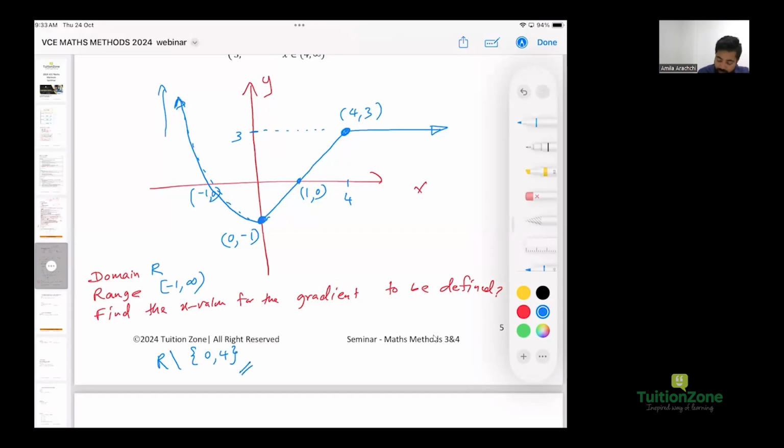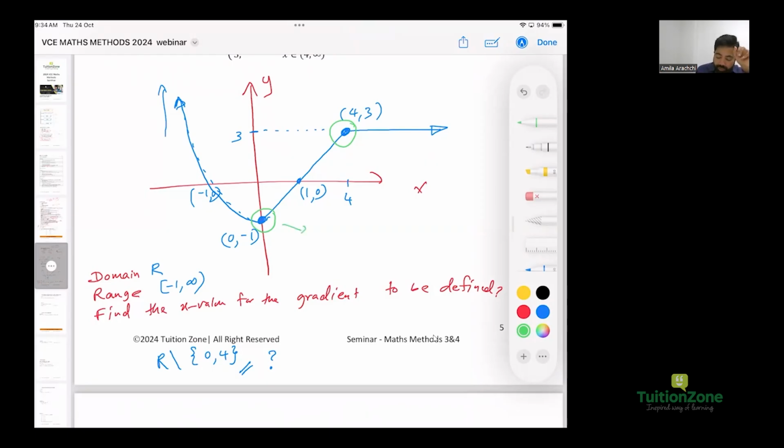If this is the answer, what's the reason for having that? Why? The reason is those 2 points, I'm talking about these 2 points here, this and that. The graph is connected, that's perfectly fine. But the issue is at that particular moment, when they're connecting, they're not smooth. Smooth means they have the same gradient.